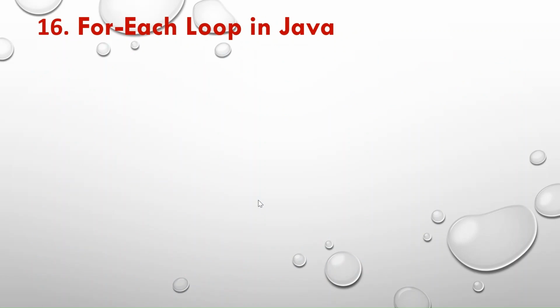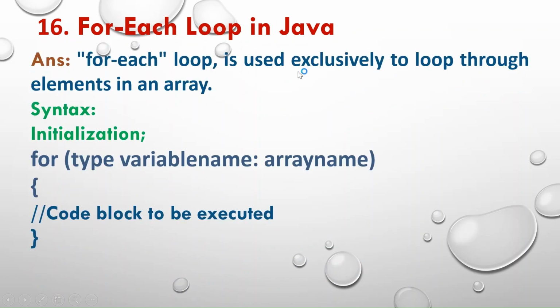For each loop. The for each loop is used exclusively to loop through elements in an array. Here in the syntax you can see there is an initialization. Then we are taking a variable with a certain data type. And here we have the array name. From this, one by one each element is extracted and then the code gets executed.